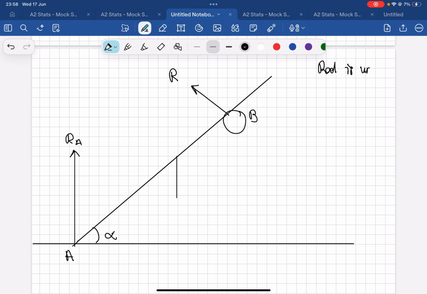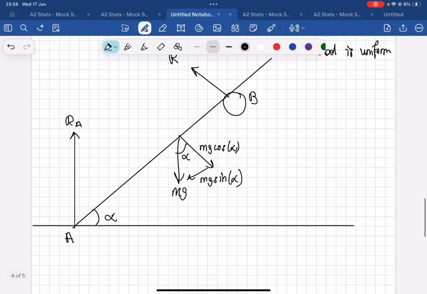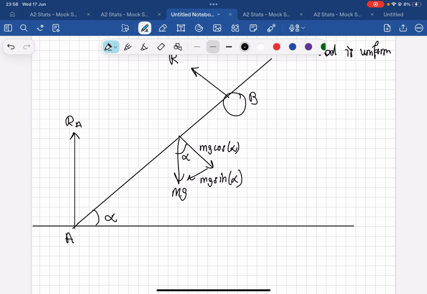So that means the weight acts in the middle of this, so we have mg, and if you resolve, we have mg cos alpha, mg sine alpha. We also have friction on the ground. Say our rod were to slip, our friction would act this way because our rod would be moving that way. So we have mu R A here.